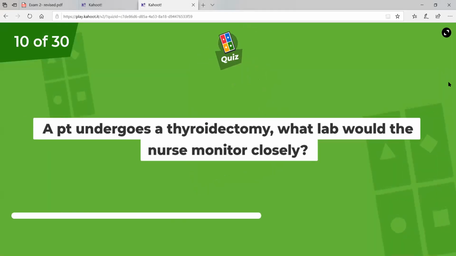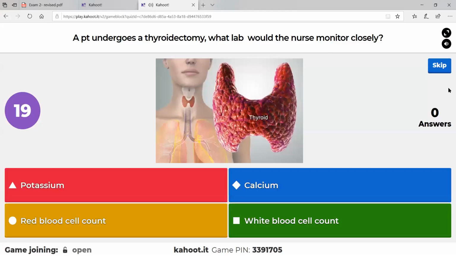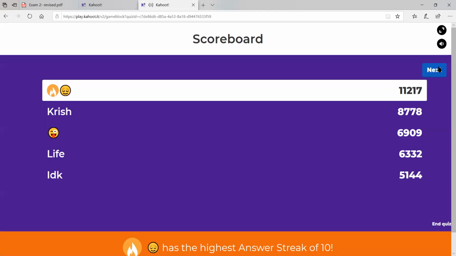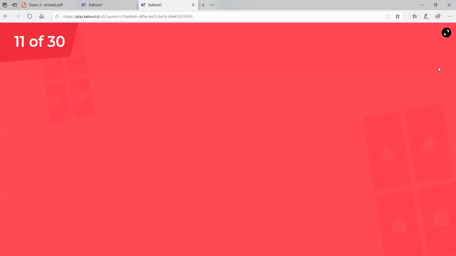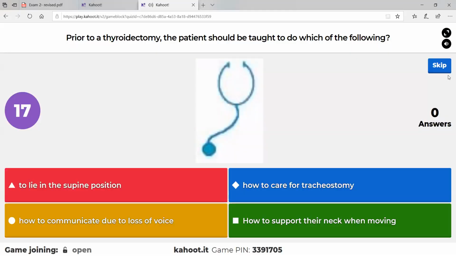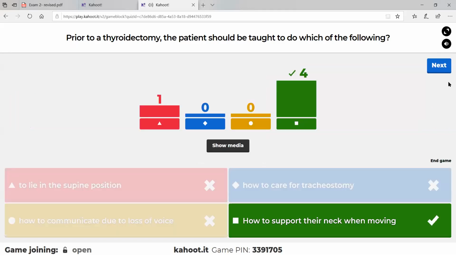Okay, a patient undergoes a thyroidectomy. What lab would the nurse monitor closely? Calcium. Always the calcium. Okay, prior to a thyroidectomy, the patient should be taught to do which of the following? So how to support the neck when moving?